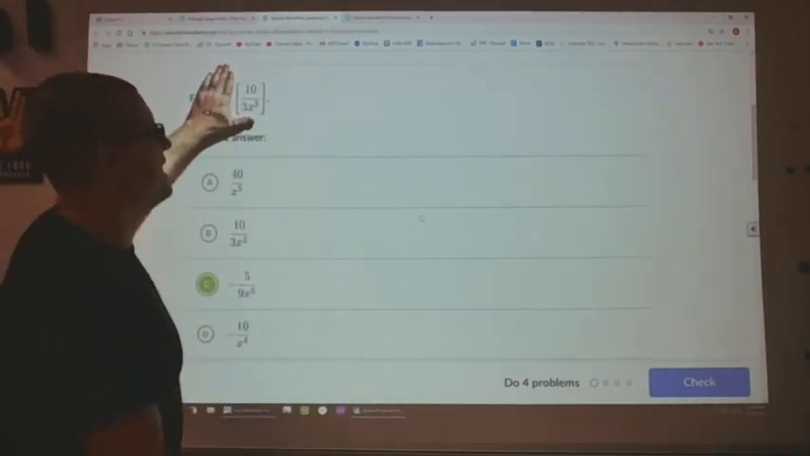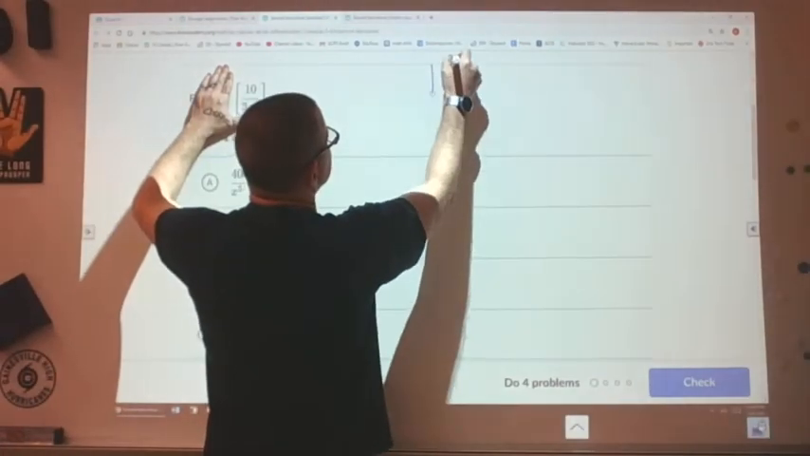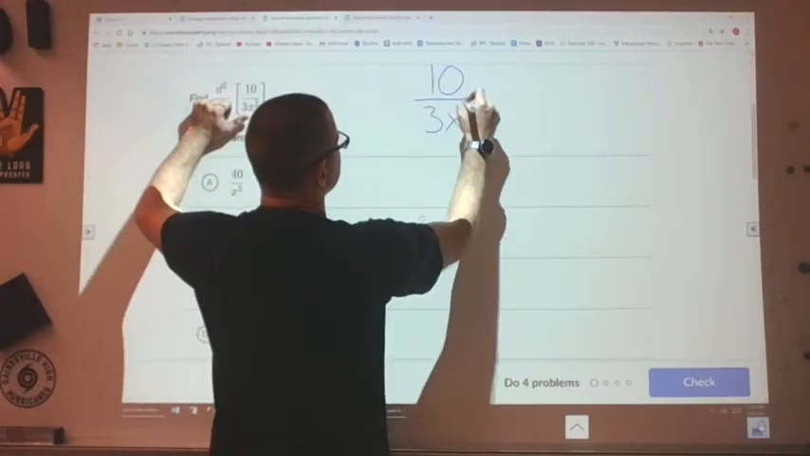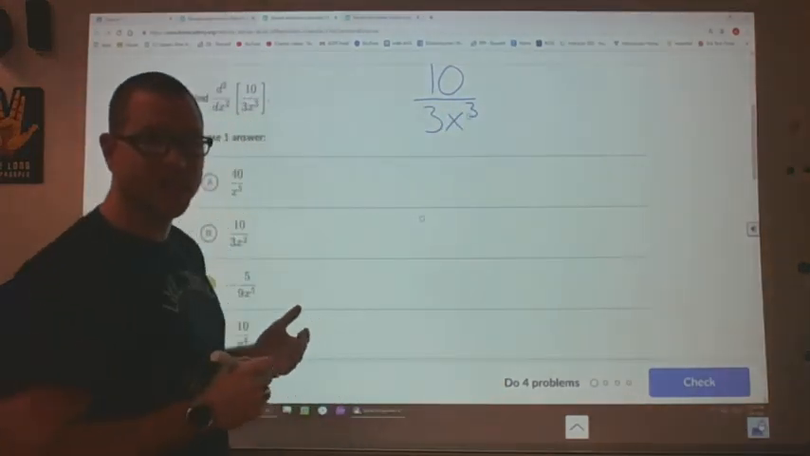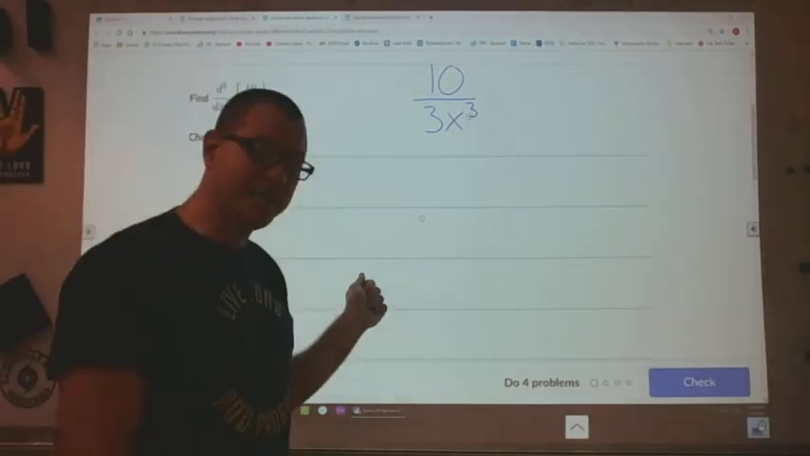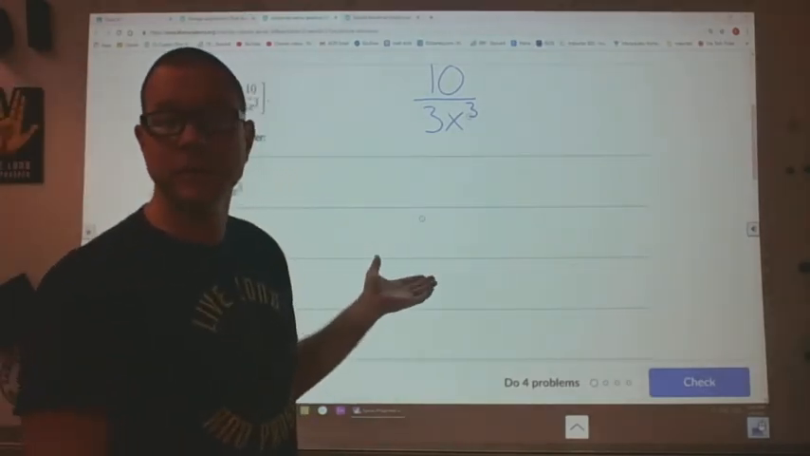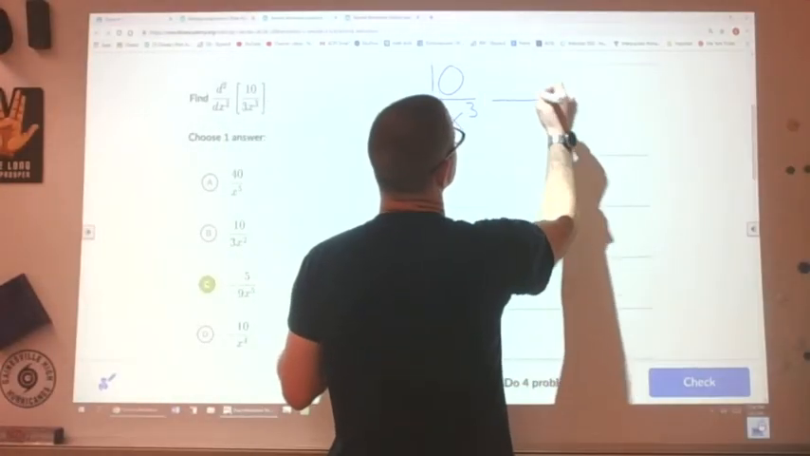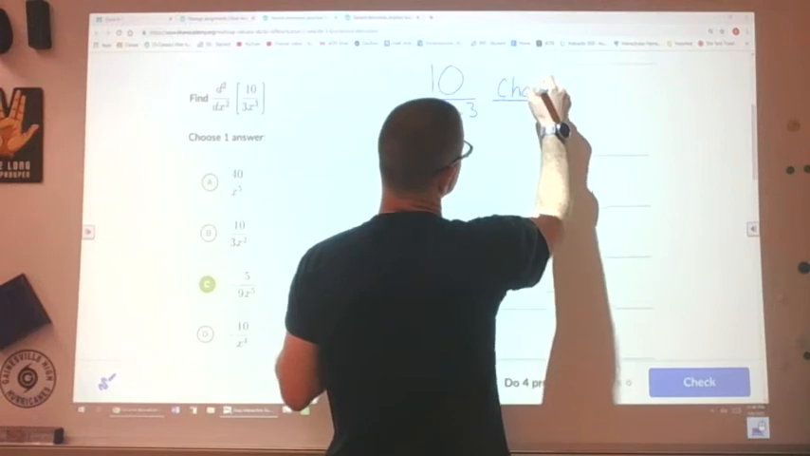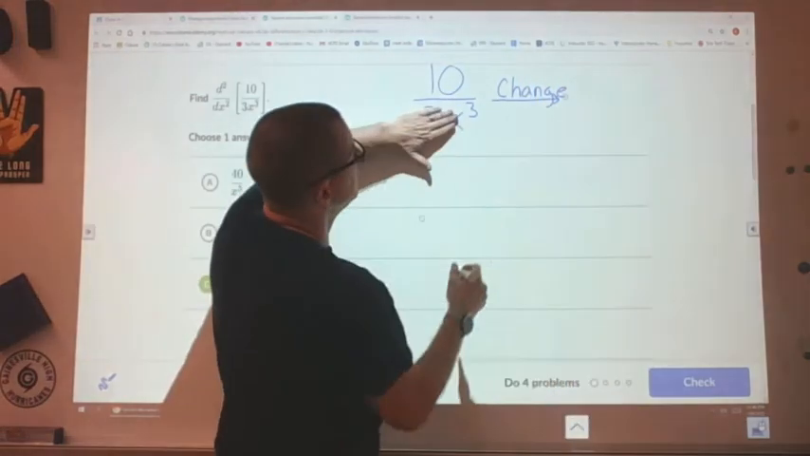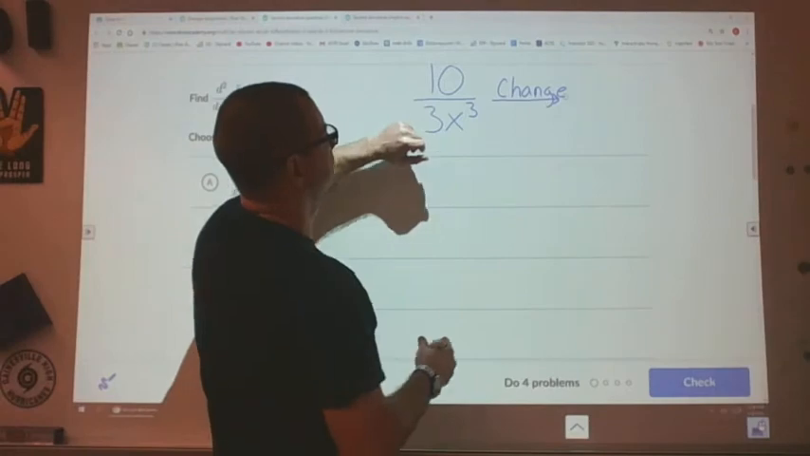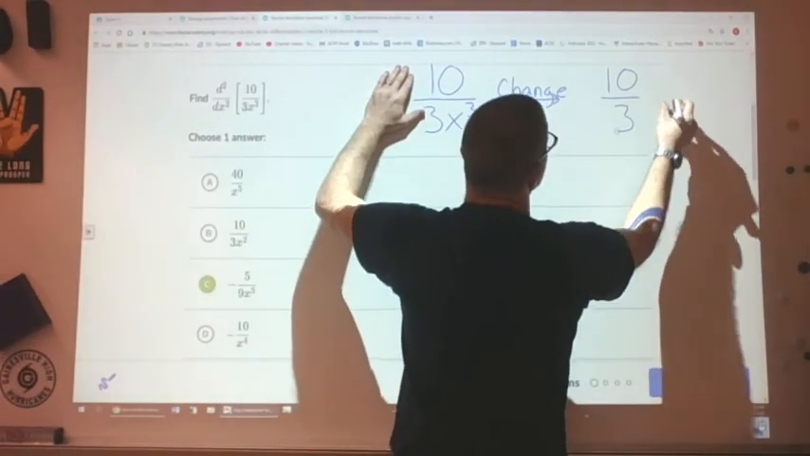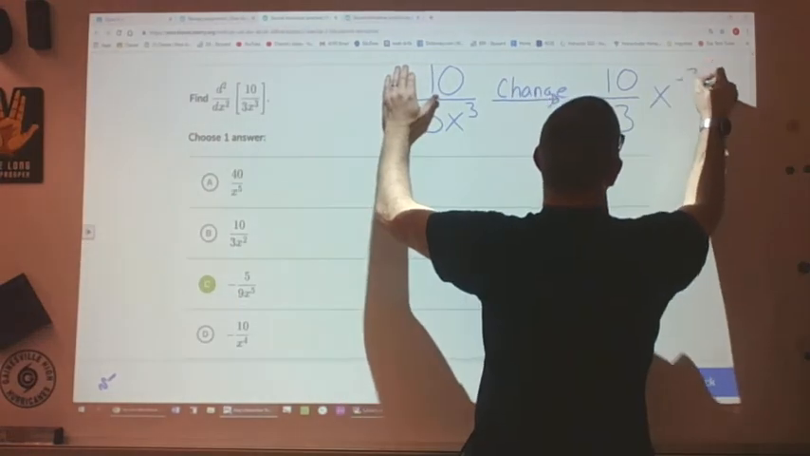Really, all we have to do is take the second derivative of 10 over 3x to the third. Okay? So we just want to take the second derivative of that. I don't want to take the second derivative in that form, though, so I'm going to change it to a power form so it is easier to work with. I'm just going to move the variable up with a negative exponent so that now I can rewrite it as 10 thirds x to the negative 3 power.